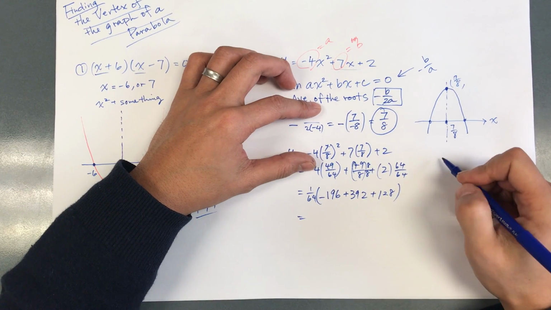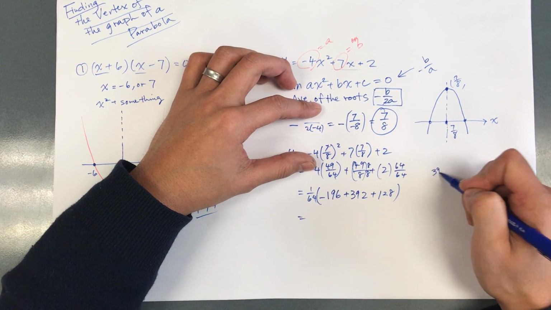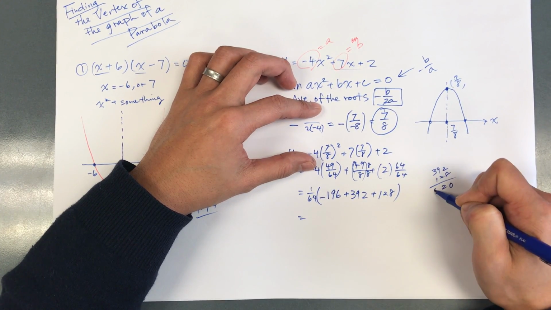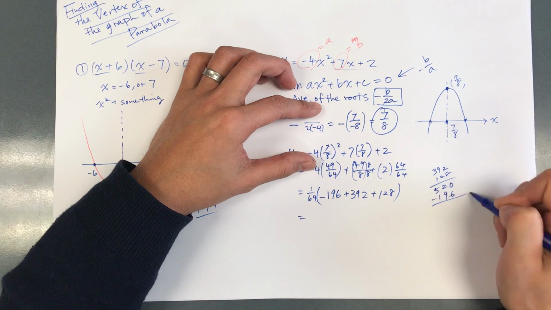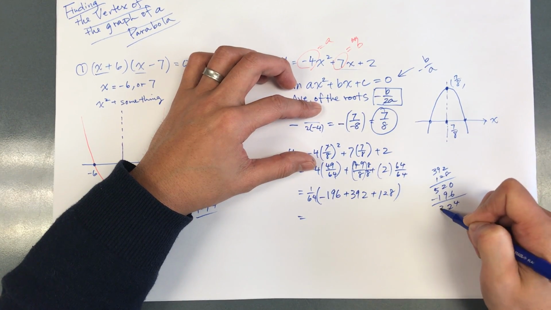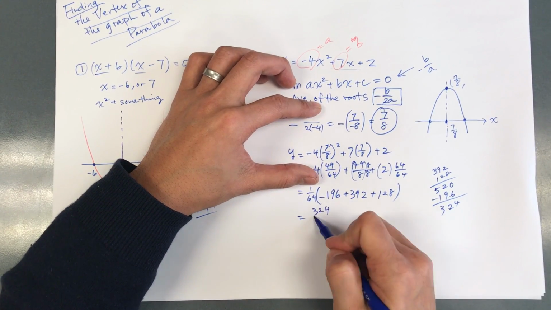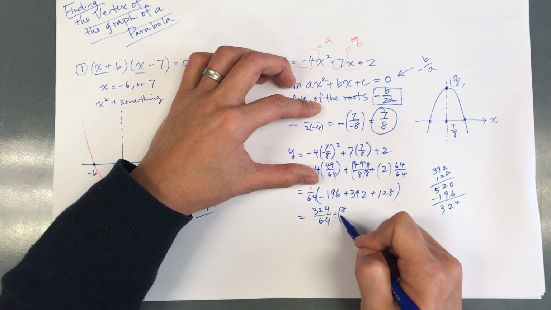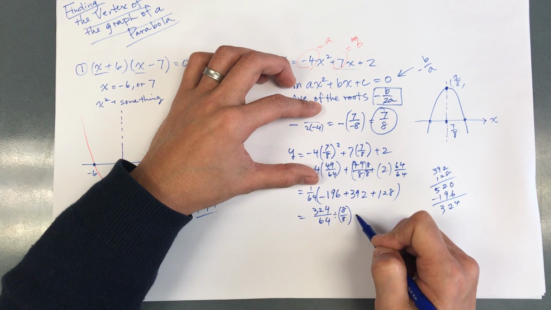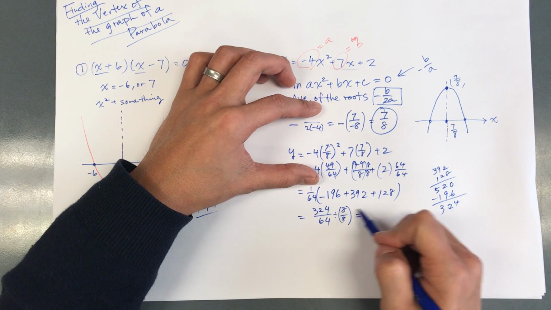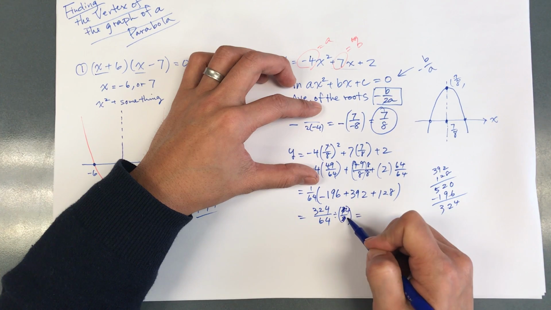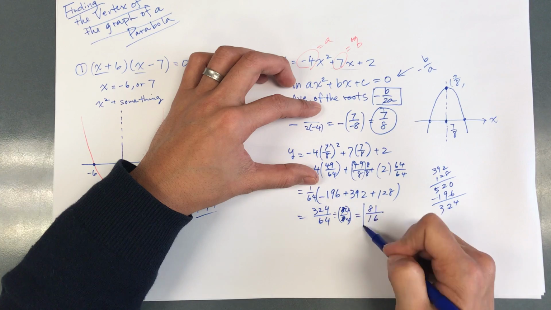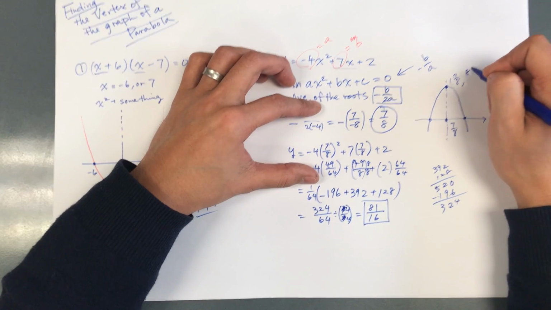What are we going to get? Adding these up, we get 324 over 64, which can be reduced. I'm pretty sure I can divide by 8 over 8. No, probably not, so 4 over 4. It's going to be 81 over 16. So that's going to be the y coordinate.